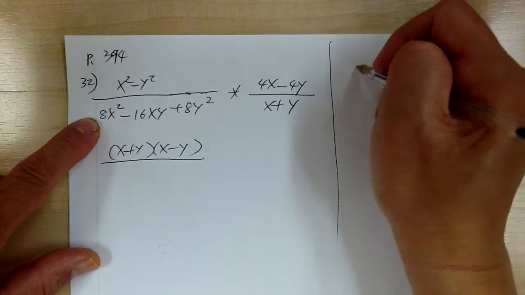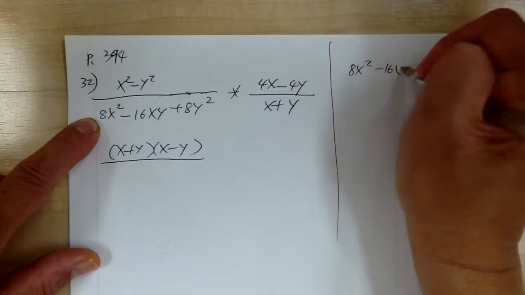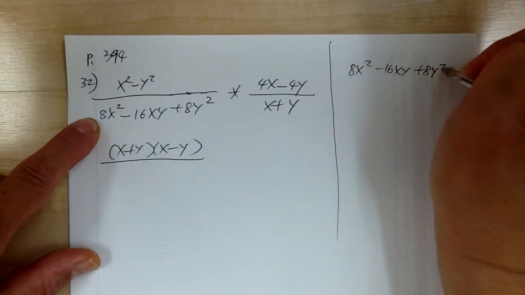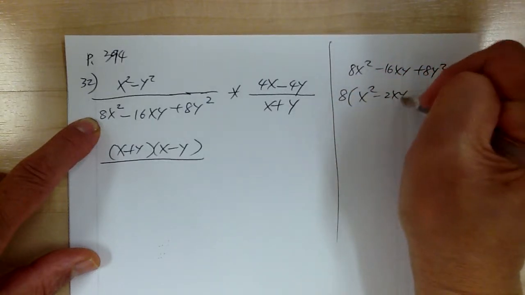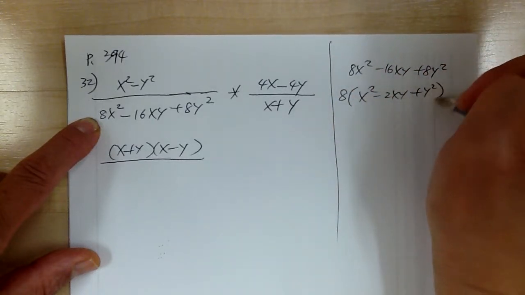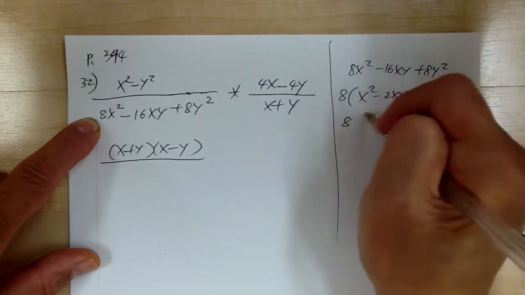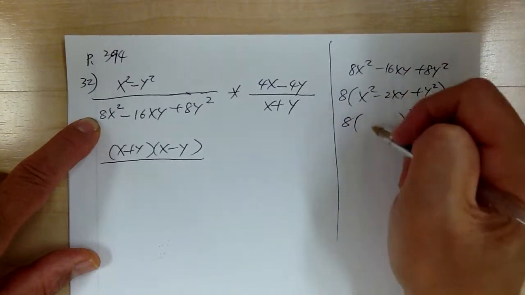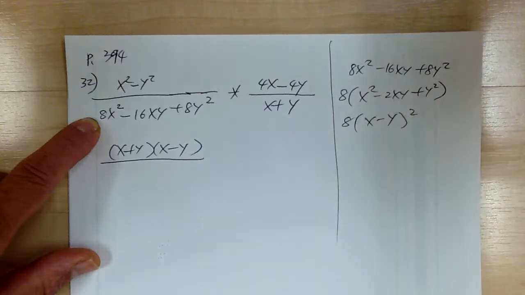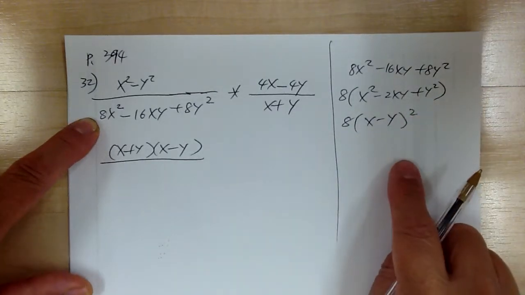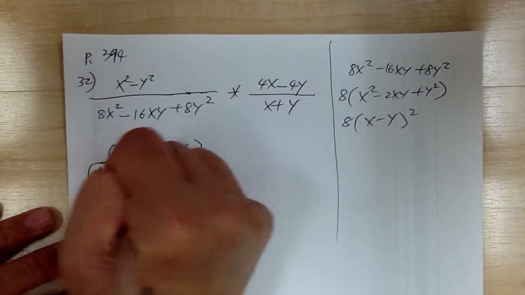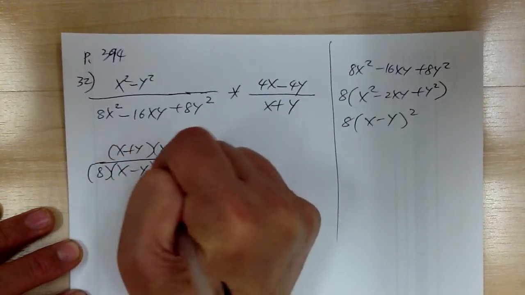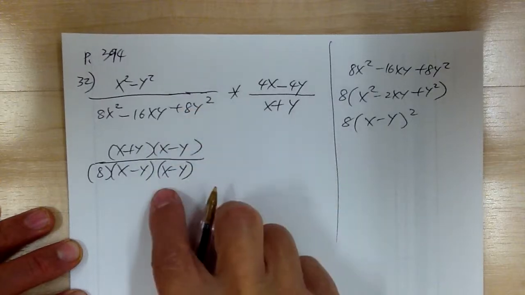So I've got 8x squared minus 16xy plus 8y squared. First factor out the 8, and this is going to be a perfect square. This is going to be x minus y squared. When I write over here, I'm going to write it out twice, so it'd be x minus y, x minus y. So that is this one here.